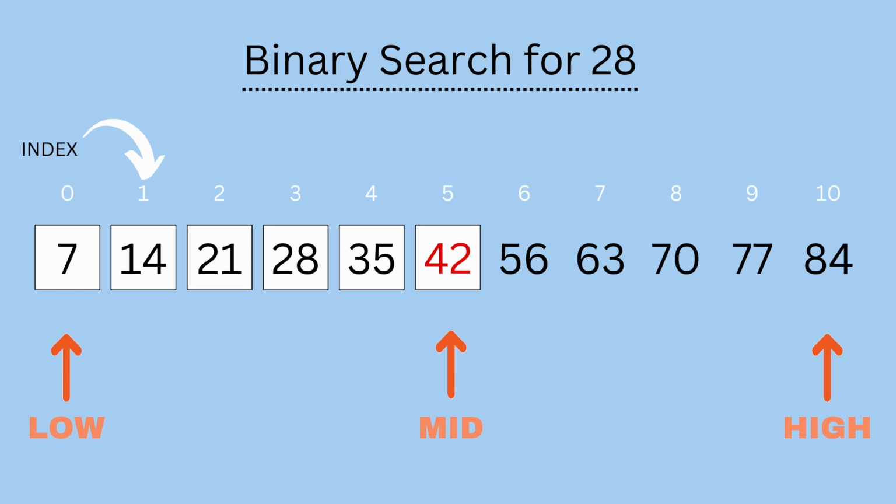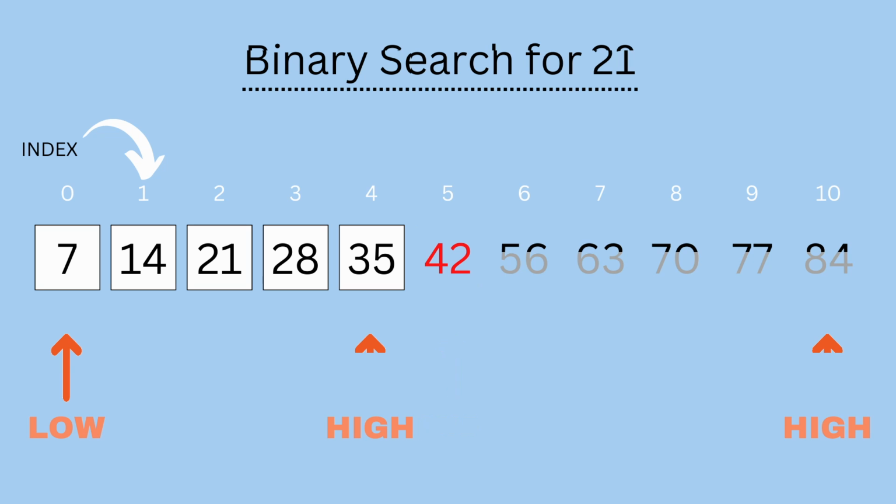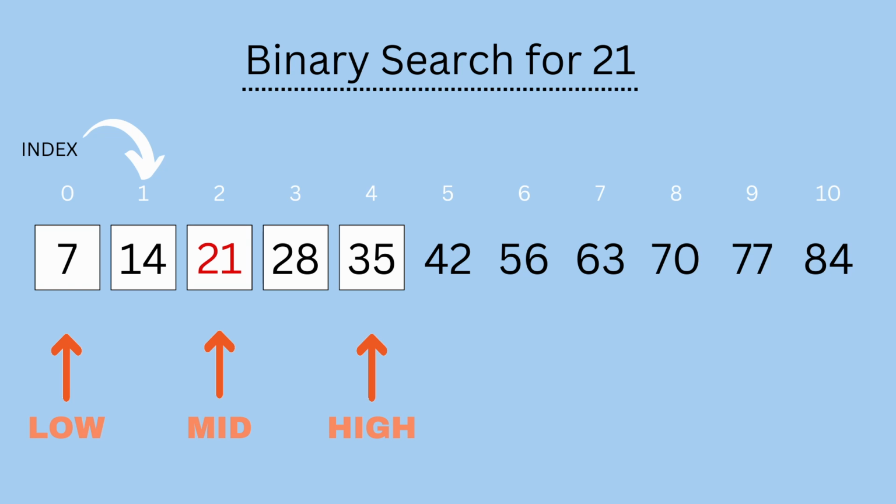Now we know we are searching for the number 28 and the middle value is 42. Because the middle value, which is 42, is greater than 28, our high will become middle index minus 1, which is 4. Here index 0 is still our low value, but the high value has changed and become 4. We will calculate a new mid value now, which will be index 0 plus index 4 divided by 2, and it will give us an index value of 2. Now we will check the element present at index 2, and it is 21, but we are searching for 28. Now 21 is less than 28, so now our low value will change. Our new low value will be mid index value plus 1, which is 3.